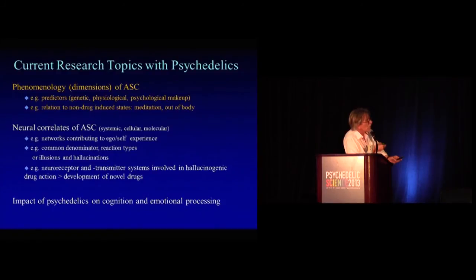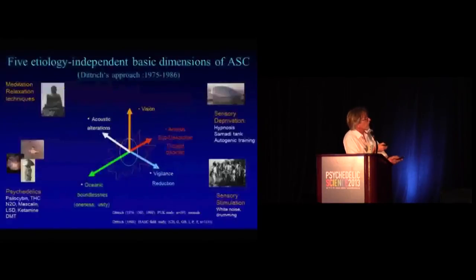So what are the topics we have followed over these years? One of the first topics I want to go into is the phenomenology of altered states, and I want to go into the basic dimensions. Later on, I will go into the neural correlates of altered states. These dimensions that Dittrich had proposed were based on a comparison of about five different inducers, like meditation, relaxation techniques or drugs versus samadhi tanks and sensory deprivation, and came out as a construct.